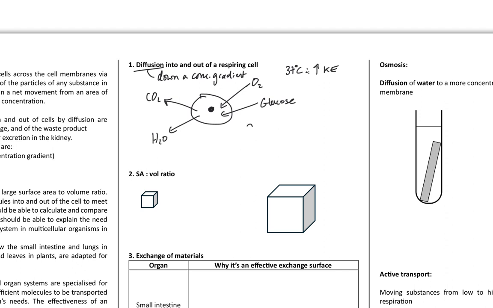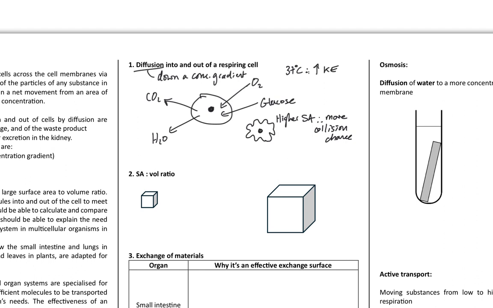If this cell was wobbly instead of just circular in 2D, I've increased the surface area, so it's got a higher surface area, therefore more collision chance. Yeah, the particle has to hit the cell membrane to get into the cell. The bigger the cell membrane, the higher the chance. There I was talking about surface area, but surface area to volume ratio is also important.